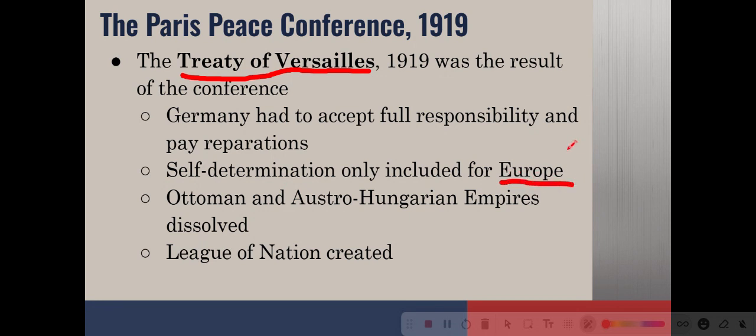They don't do it in Africa with the colonies. They don't do it in the Middle East with the former Ottoman Empire. They only do it for the European countries. That makes the colonies mad, makes the people in the Middle East mad.